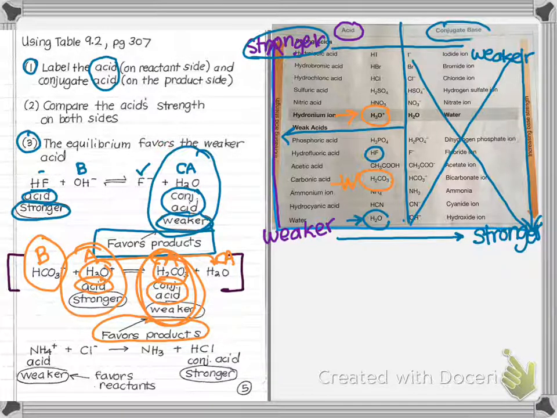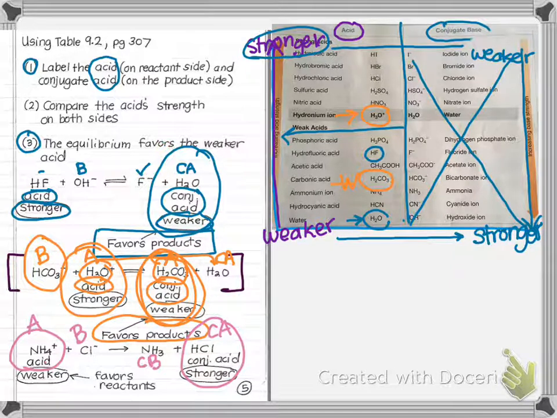So labeling, we want to label the acids, and we get that NH4 plus is the acid. And so that means this is the acid, this would be the base. So then this is the conjugate base because it's the partner with the NH4, and this is the conjugate acid because it's with the chloride ion. So now these are my two.